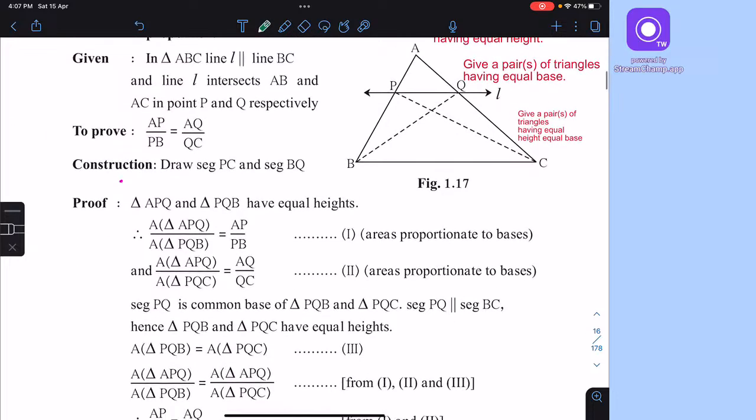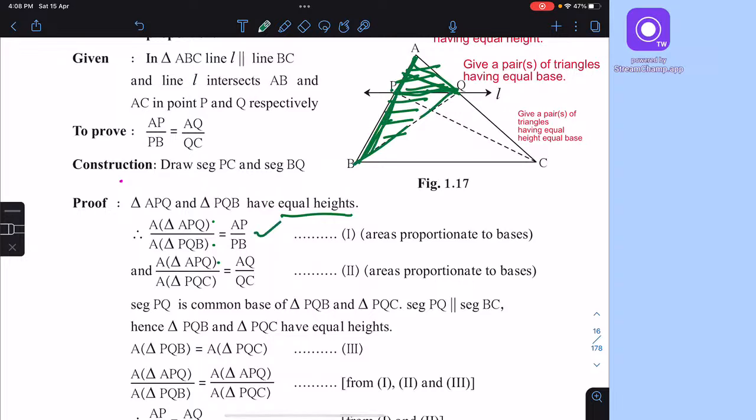Proof: triangle APQ and PQB have equal heights, as I told you, because their bases AP and PB are in the same line and Q is the common vertex. Therefore the perpendicular from Q to AB is their common height, and the ratio of the areas, area APQ upon PQB, is equal to the ratio of the bases, AP upon PB.